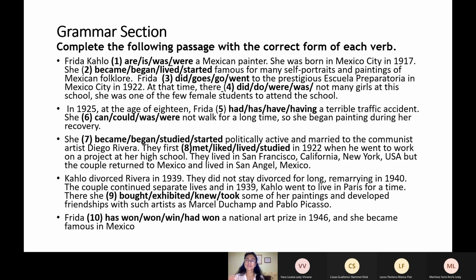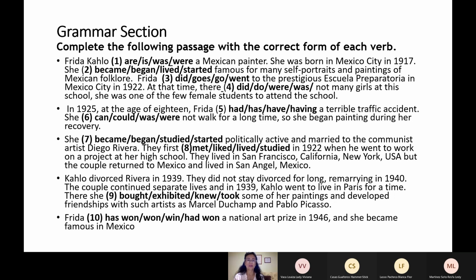Started? She started famous? No. Began. Ya empezó. Began. Ella empezó. Remember, what is the meaning of become? Convertirse, se convirtió. Llegar a ser. Ella llegó a ser. She became famous. She became famous for many self-portraits and paintings of Mexican folklore.